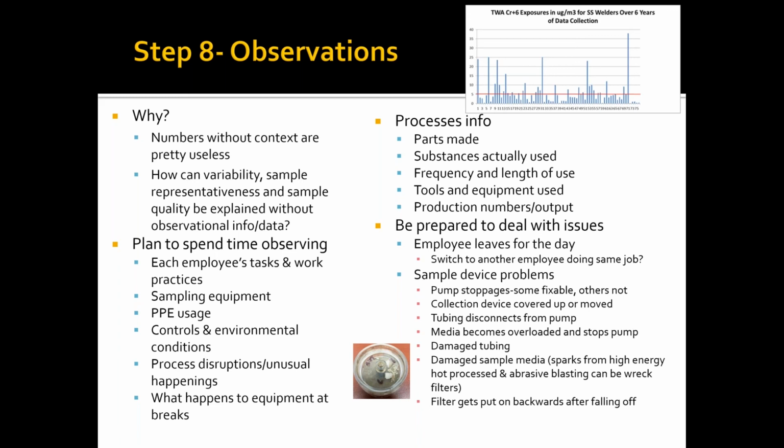I've listed a whole bunch of sample device problems. Pump stoppages are probably the most frequent thing that happens. Sometimes you can salvage and fix the sample, other times not. And this little picture here is what happens when you get sparks from an arc gouging process flying into a cassette. It melts the plastic media. So, stuff happens and you just have to move on from that. I've had issues where the filter falls off the tubing and the employee, trying to be nice, puts it back on, but they put it on upside down. Again, sometimes you can salvage that sample and other times you can't.